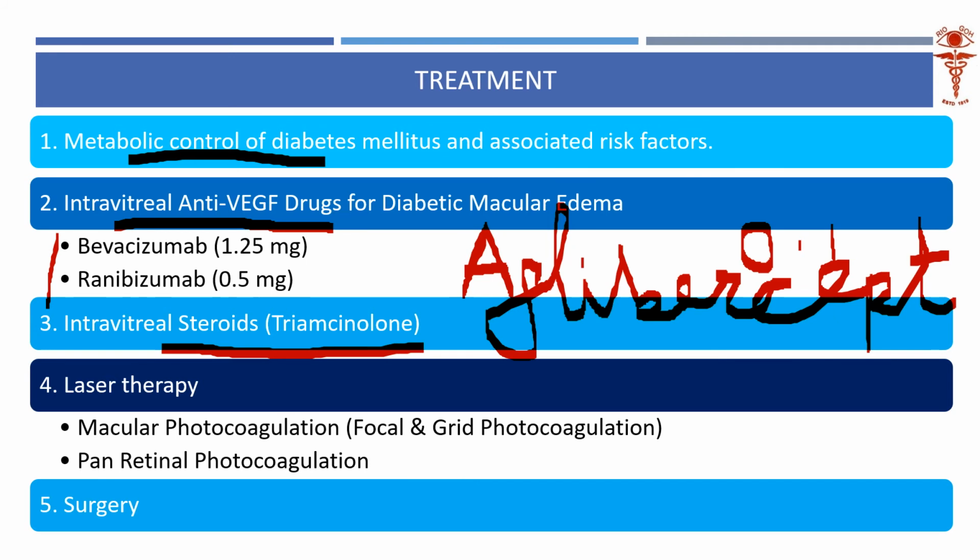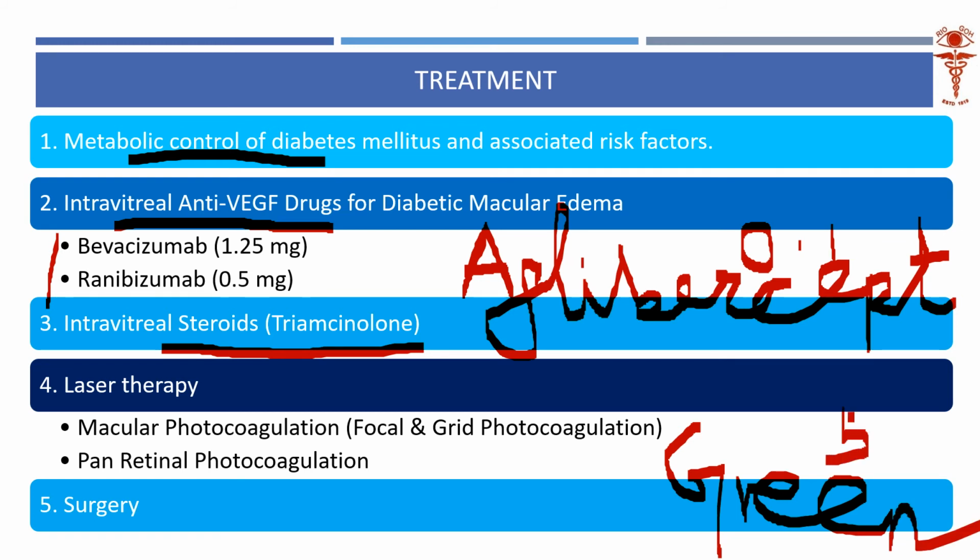these diseases. Okay. Laser. The laser which is used here is called green laser. Remember, green laser is used here. And the wavelength is 532 nanometers. 532 nanometers is used.